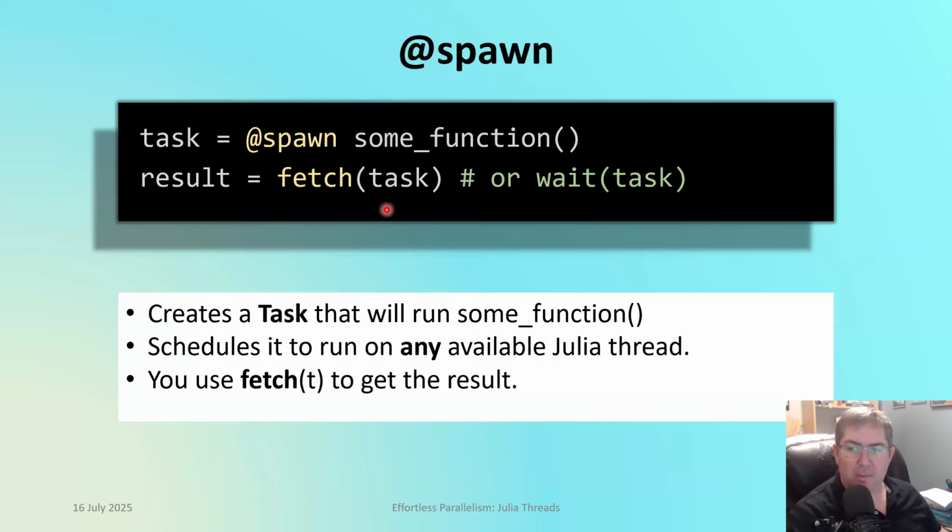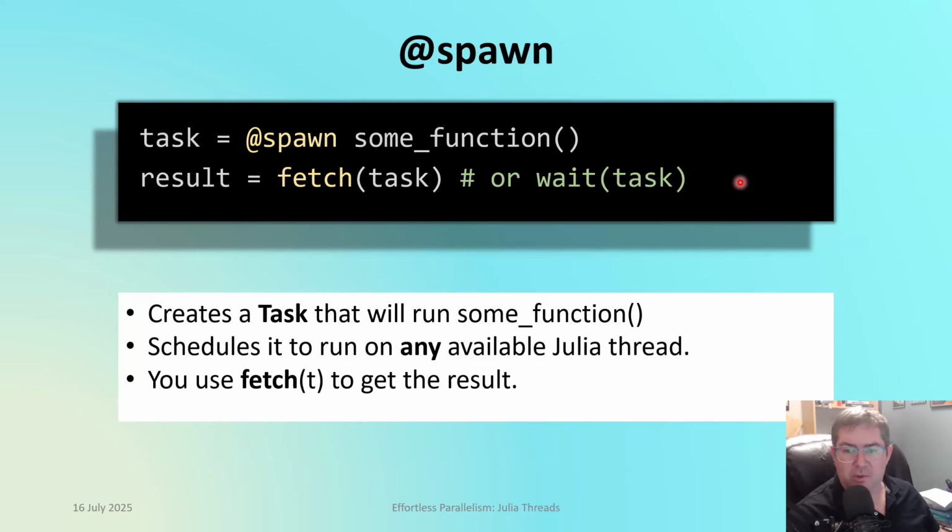Now, we've seen cooperative tasks. Now we're going to get into real concurrency. The spawn macro creates and schedules a task that runs on any available thread. It's simple. You write the work the same as you did with the task and fetch the result. This is really where the title for our effortless parallelism comes from. On the surface, threads in Julia are 1 line. 2 if you want to wait for the result. The actual thread creation is effortless.